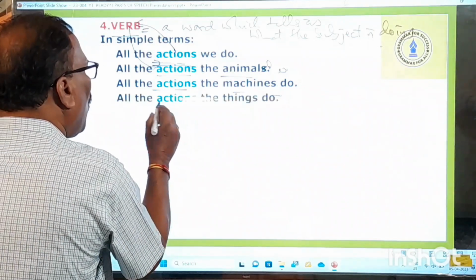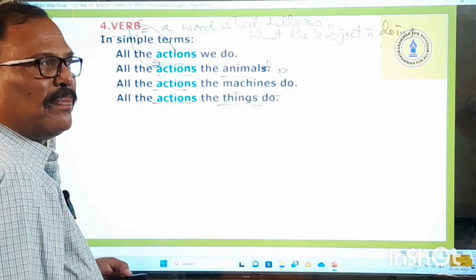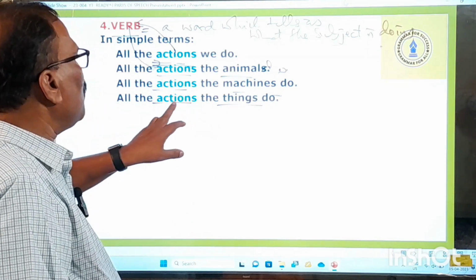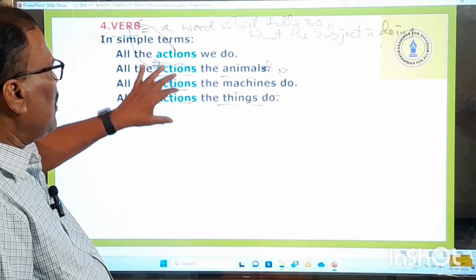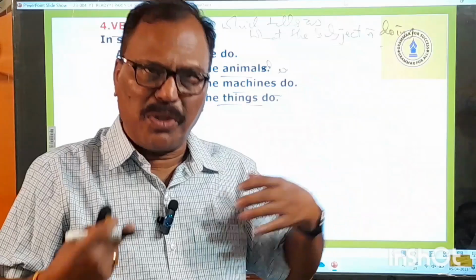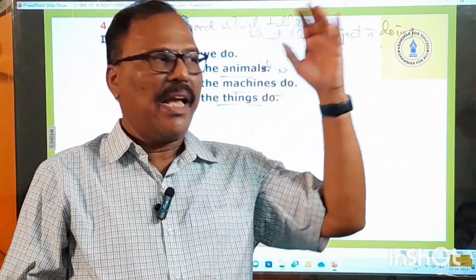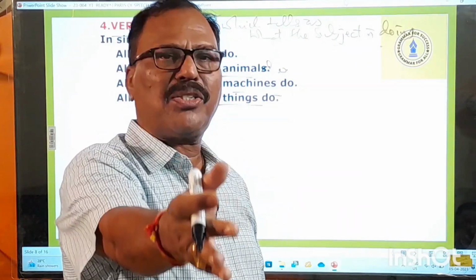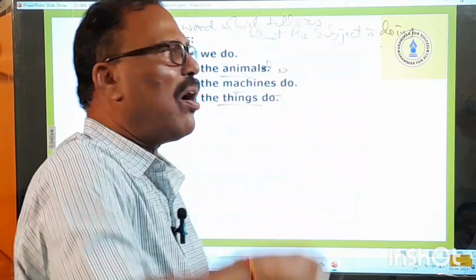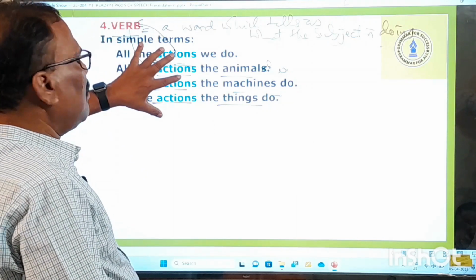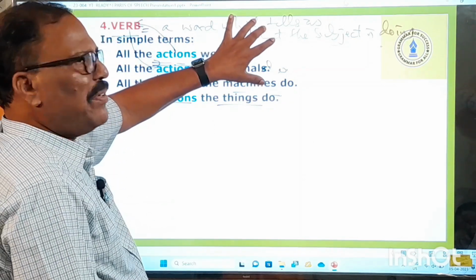And the last one, all the actions the things do. So things will also do actions. How? I'll give you examples for all of them. So once again I repeat, all the actions we do, all the actions the animals do, all the actions the machines do, all the actions the things do, all these actions are verbs. Direct definition. This is a grammatical definition, right?